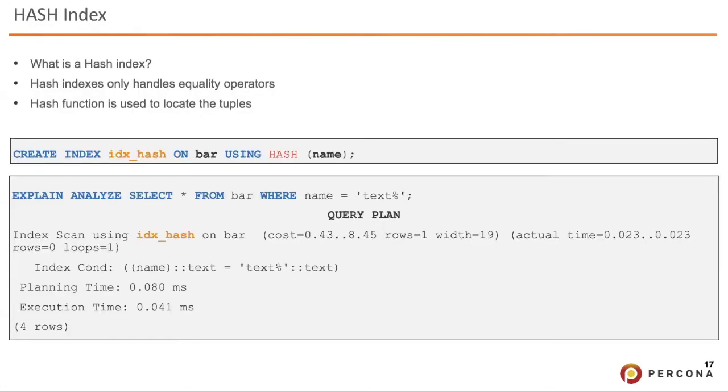So the second index, the hash index. A hash index is only used for equality operators. The B-tree index is used for almost all the operators, but the hash index is only supported for equality operators. So here, create index IDX hash on bar using hash on name. You can see that the difference is using hash, not B-tree. So it's easy. Whenever you have an equality operator, use a hash. For the other operators, use the B-tree.